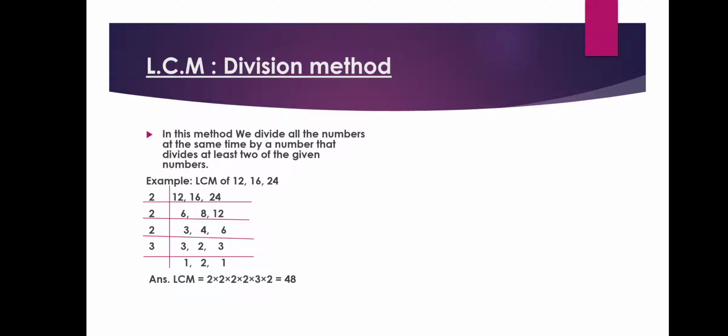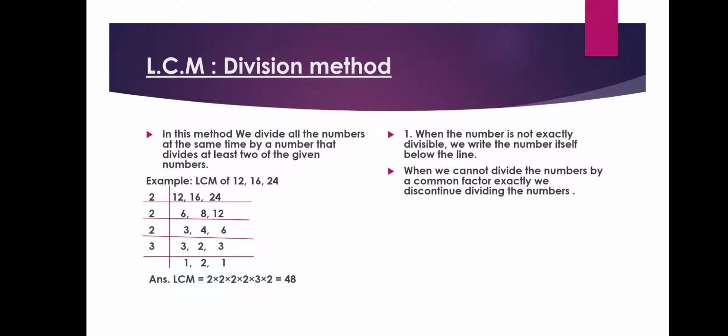So to find the LCM, you will find the product of all the divisors. So it will be 2 into 2 into 2 into 3, and the last number, that is 2, will also be in the multiplication. That will give us 48 as the LCM. Points that you should remember: when the number is not exactly divisible, we write the number itself below the line, and when we cannot divide the numbers by a common factor exactly, we discontinue dividing the numbers.